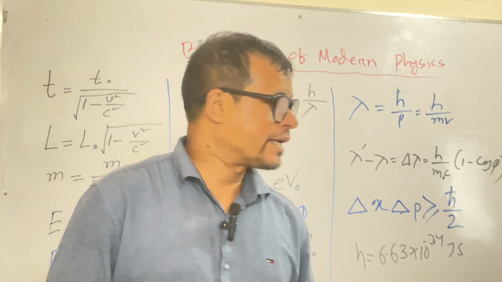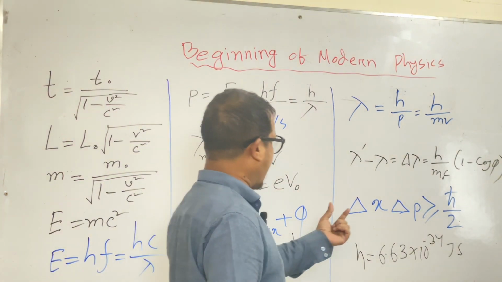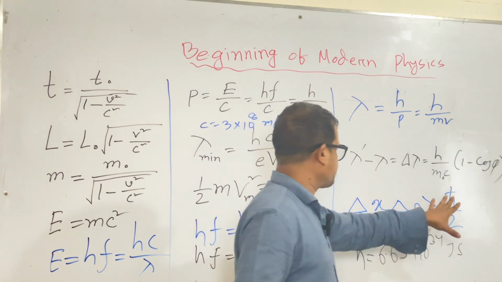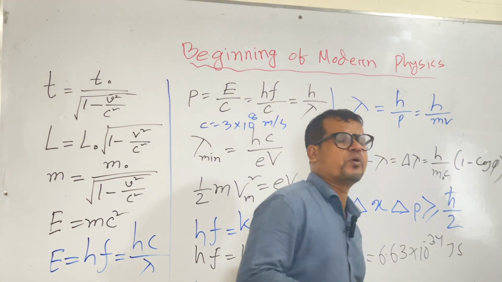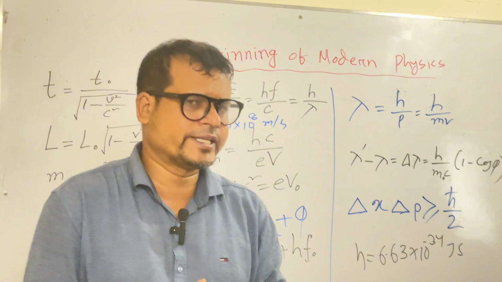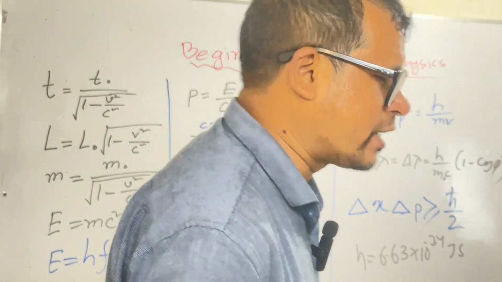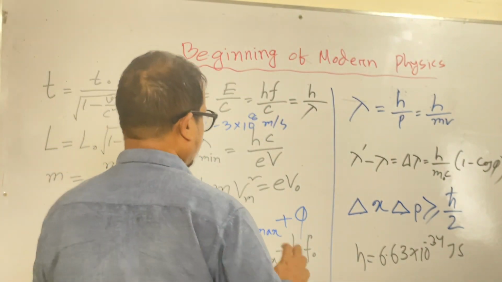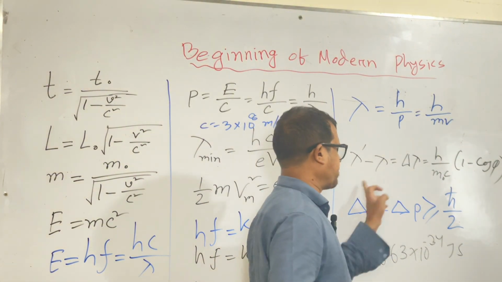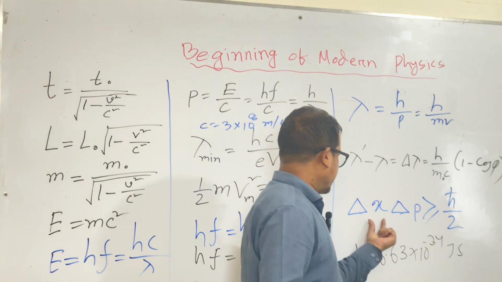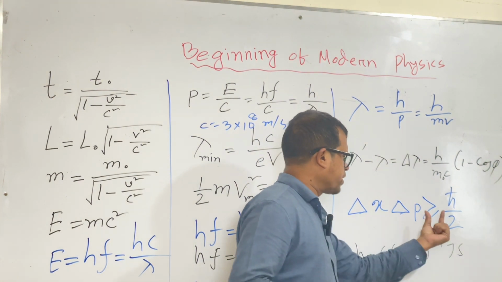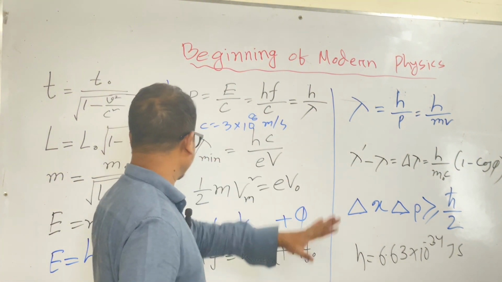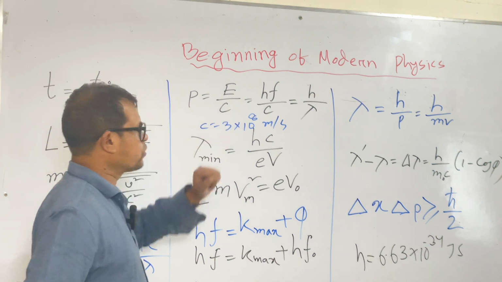And there is delta x delta p greater than or equal to h bar over 2, where h is the Planck constant. What is delta x? Delta x is the uncertainty of displacement, and delta p is the uncertainty of momentum. This is the uncertainty principle equation. Now look at this one, where p equals E over c.